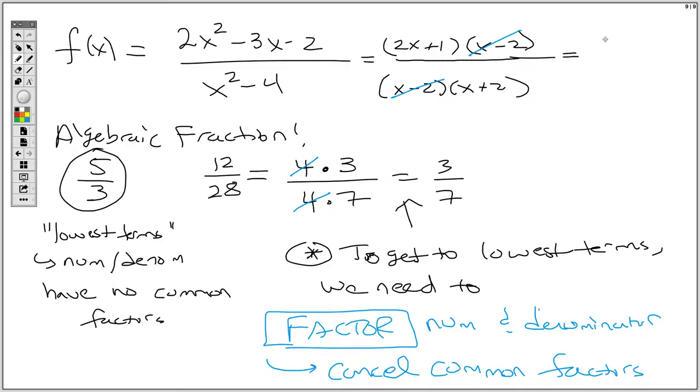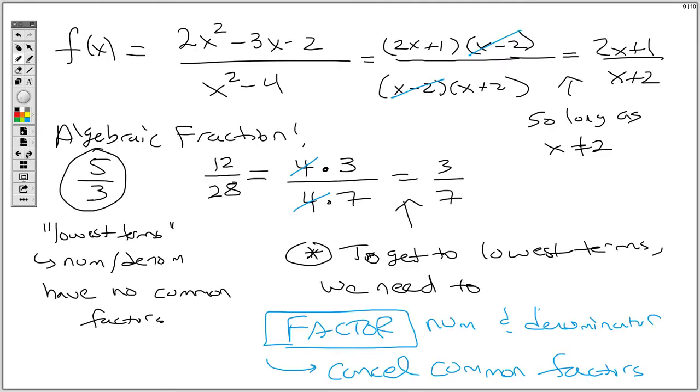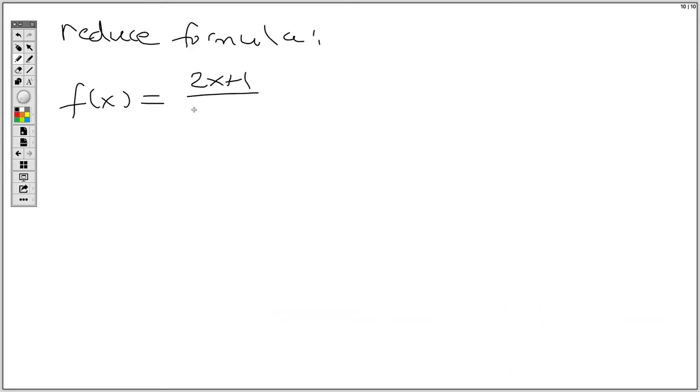And what we find is we can reduce the function down, so long as x is not 2. We can cancel x minus 2 over x minus 2. So we reduce the formula. The reduced formula for the function is 2x plus 1 over x plus 2. And this is good as long as we're not trying to plug 2 in.